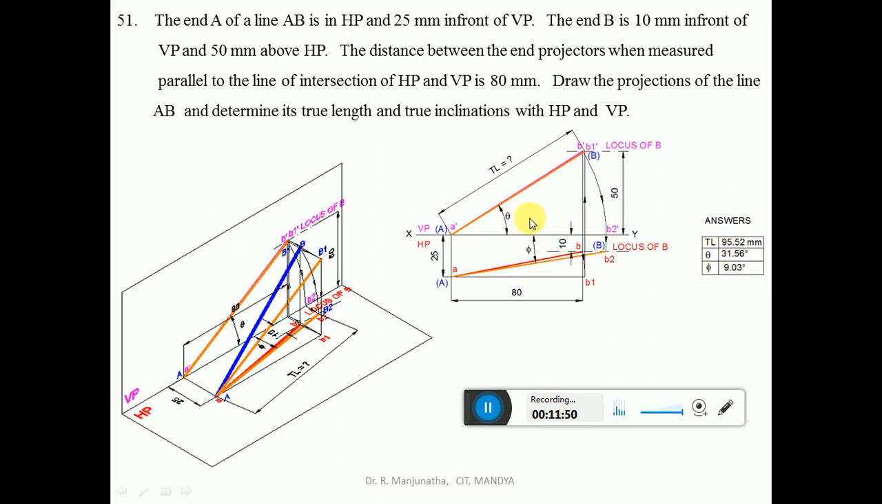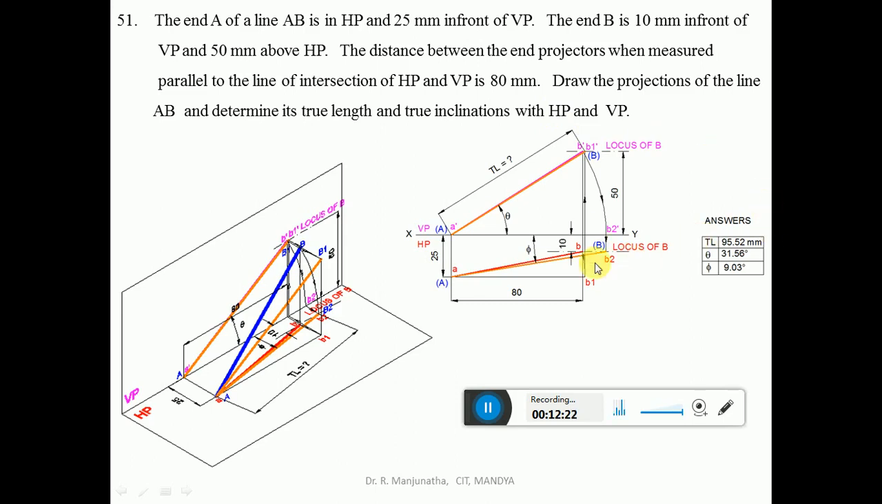And the true inclination with respect to HP is measured by using the protractor. Then theta will be 31.56 when you are doing it in CAD. When you are doing it manually, it will be 32 degrees. Similarly, the true inclination made by this with respect to VP, which will be phi, will be 9.03 when you are doing it in CAD. When you are doing it manually, it will be 9 degrees. So this is how we will be able to solve the problem in the orthographic view in the sketchbook.